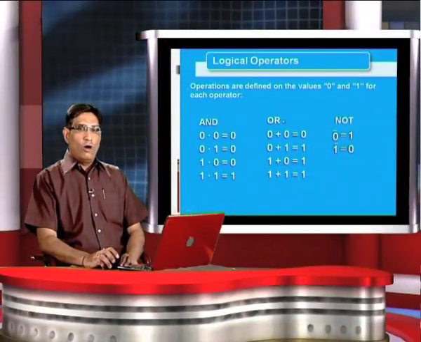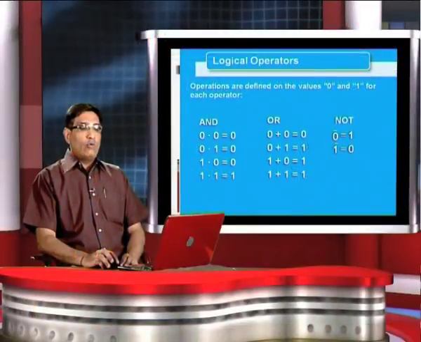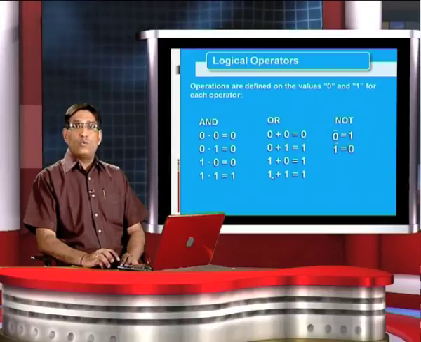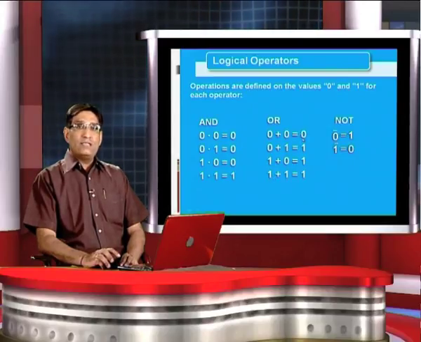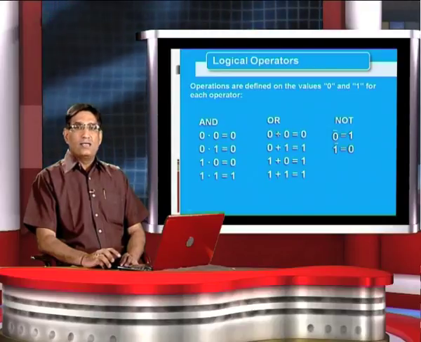Now moving to OR, we said that 0 plus 0, keep this in mind, this plus is not arithmetic addition, it is a logical operator. So 0 plus 0 is 0, 0 plus 1 is 1, 1 plus 0 is 1, and 1 plus 1 is 1. That means the outcome is 1 if any one of the inputs is 1. The outcome will be 0 if and only if both the inputs are 0.